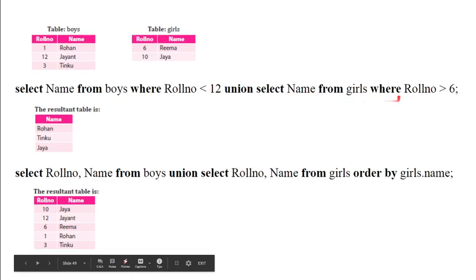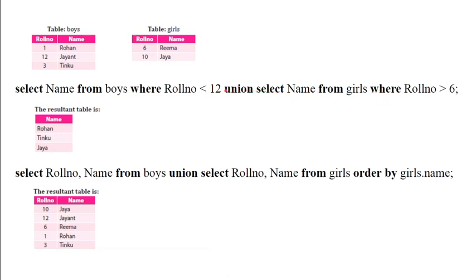Then in the second select statement, name from girls where roll number greater than 6. Roll number greater than 6 means only one case is there, Jaya. So the total result is combined using the union statement and the resultant table is like this.